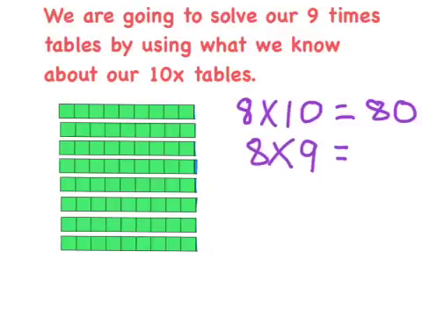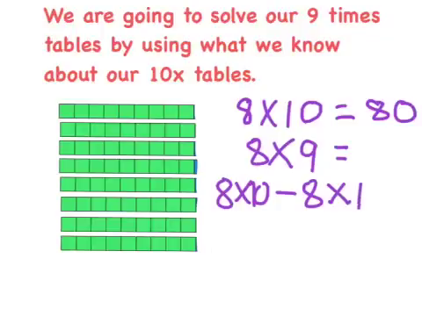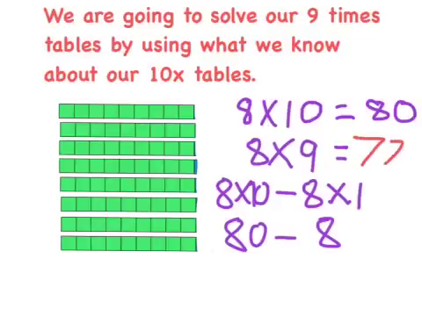So how can we rub out one group using numbers? All we would do is take away. So 8 groups of 9 is actually 8 groups of 10 take away 8 groups of 1. So it's 80 take away 8. And if you need to count backwards you can, but we know that when a 10 takes away an 8, the answer is going to end in 2, so that is 72. So it's not that tricky.